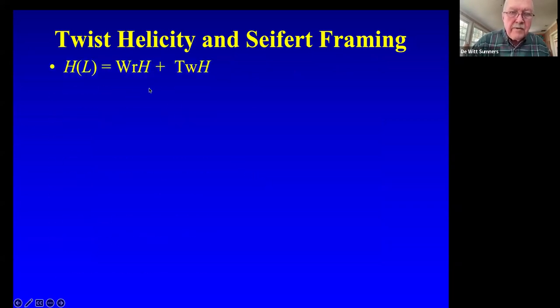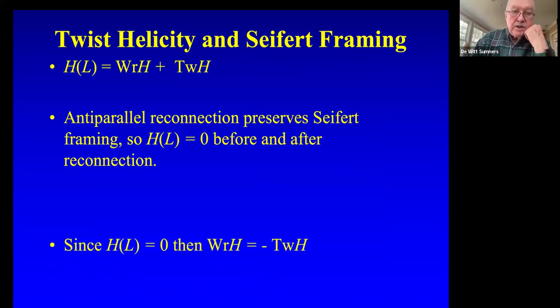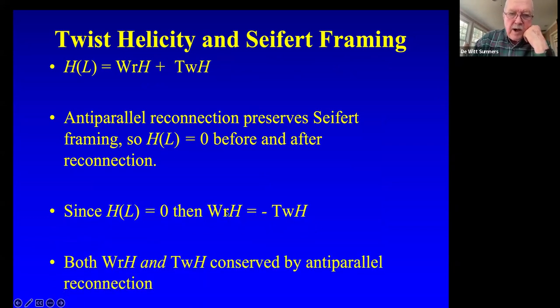So helicity is writhe plus twist, and it's 0, so that means that if you've got Seifert framing, the writhe is equal to minus the twist. The Seifert framing is preserved under anti-parallel reconnection, so the helicity is 0 just before and just after reconnection. Since it's 0, you have writhe equals minus the twist. And since writhe helicity is conserved by anti-parallel reconnection, this also means that twist helicity is conserved by anti-parallel reconnection for Seifert framed situations.